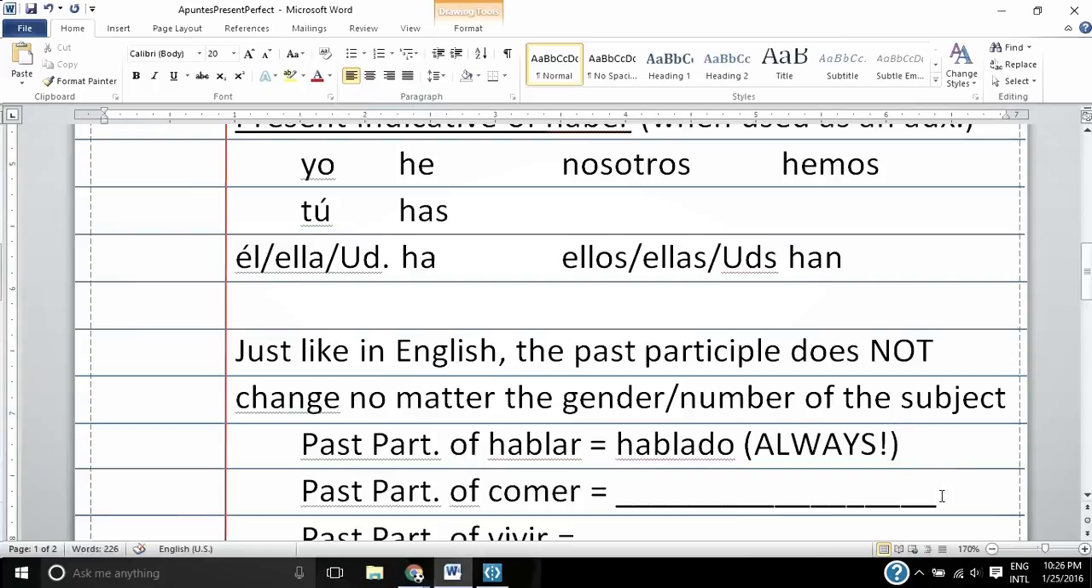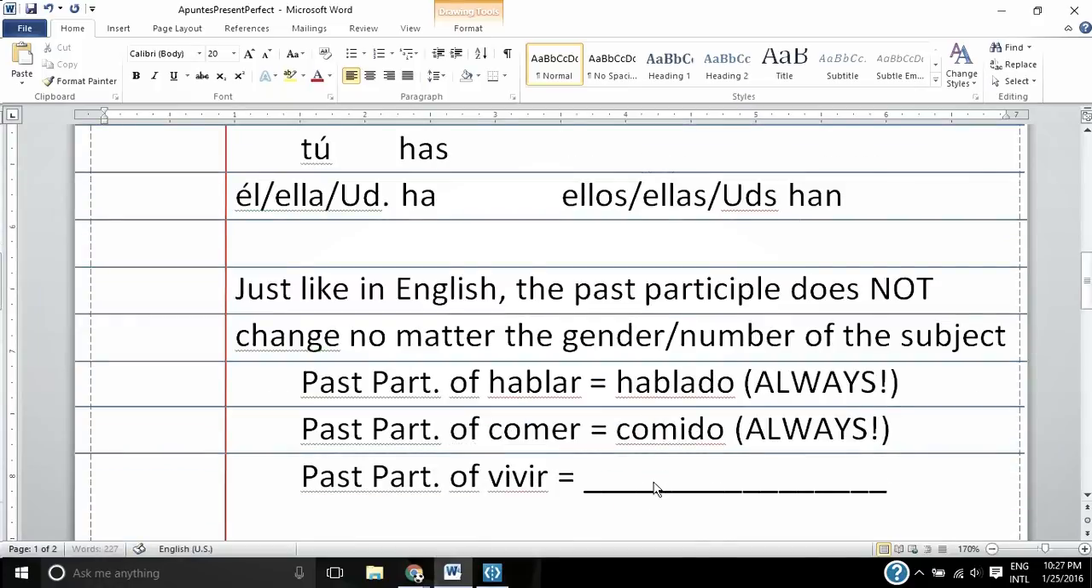Okay, for comer, guess what? It's going to be comido. Again, always when next to haber. And the past participle of vivir will be vivido. Always when it's next to a form of haber.